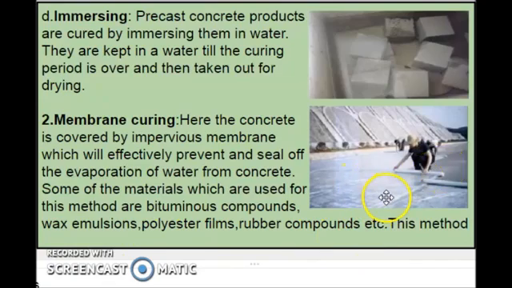The concrete surface is sealed off using these types of materials so that the water will not get evaporated from the concrete. This type of method is used where there is a scarcity of water. Okay, but this method is not efficient as that of water curing.